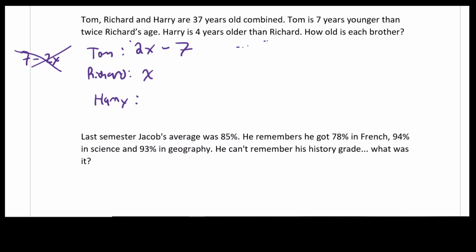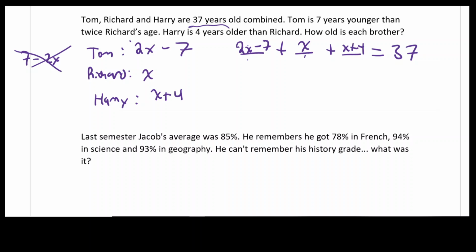Harry's the easier one, just 4 years older than Richard, so I would do x plus 4. So I've got them all set up, and then there should be one other piece of information we haven't used, and it's the total. If I add up all three names, all three ages, I get a total of 37. So there we go. So 2x minus 7 is the first brother, x is the second brother, x plus 4 is the last brother. Combine my like terms.